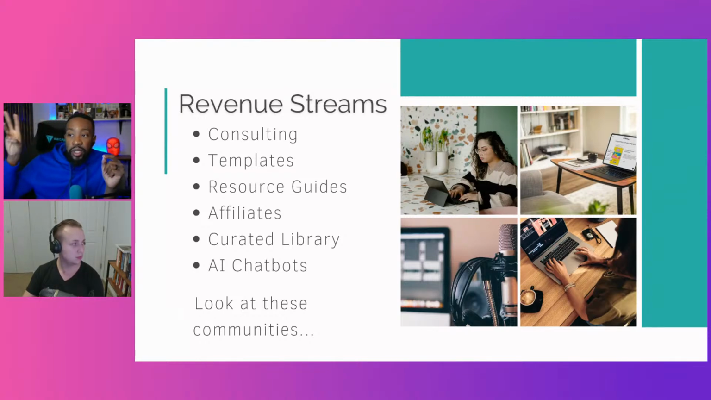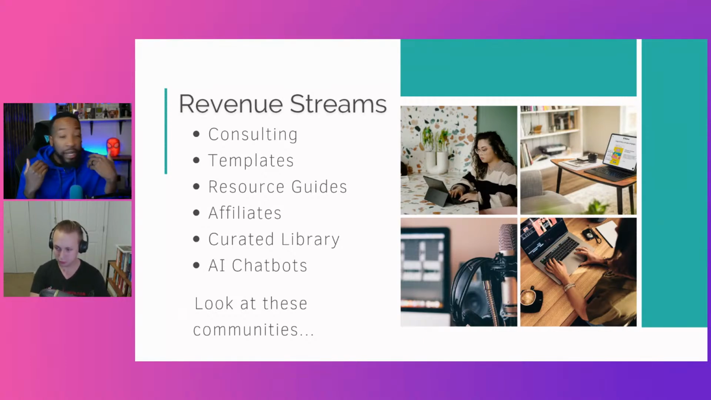Consulting, templates, resource guides, affiliates. How many times Dustin dropped his affiliate link for Opus Clip during the broadcast, right? Tons of things you can do. Curated libraries, AI chatbots, especially if you're a professional, you want to scale your methodology. People can't afford you one-on-one, or maybe you're not taking new clients. Make a chatbot based off of your methodology. And that's just a few of those different things.